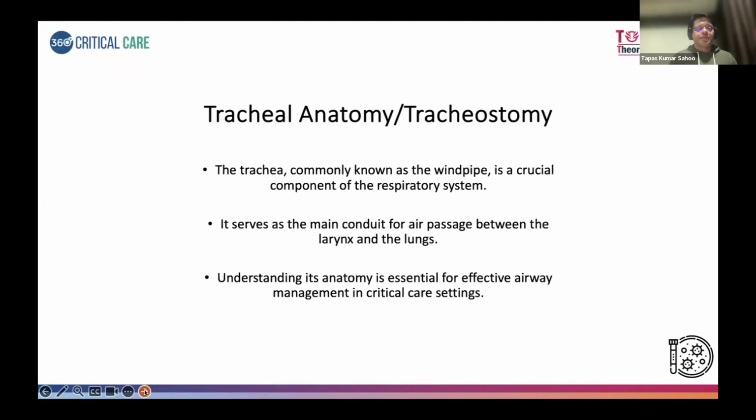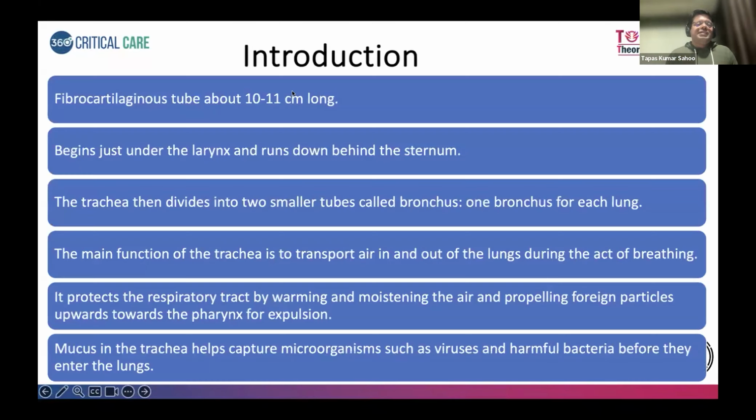well as tracheostomy. Now, the trachea, commonly known as the windpipe, is a crucial component of the respiratory system, and it is the main conduit for air passage between the larynx and lungs. Now, understanding its anatomy is essential for effective airway management in critical care settings. If the question comes as tracheal anatomy, then definitely you have to write a minimum of 1 page about the anatomy.